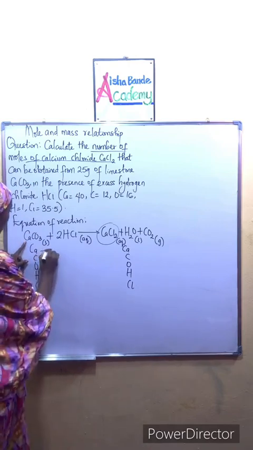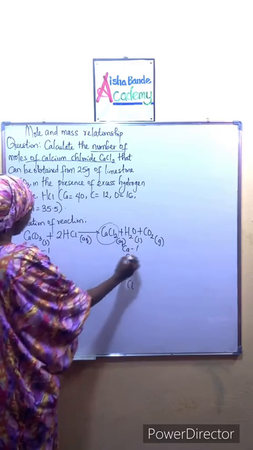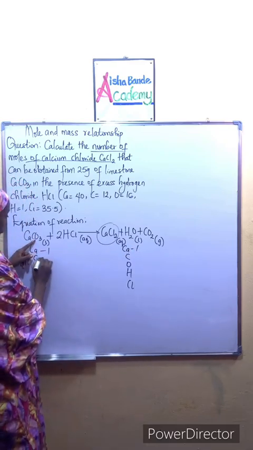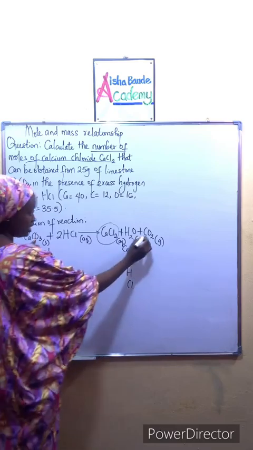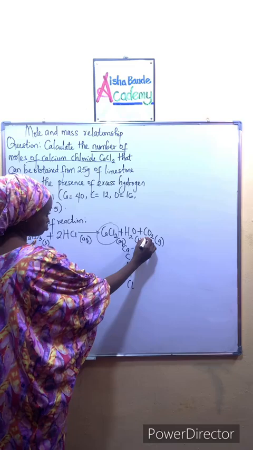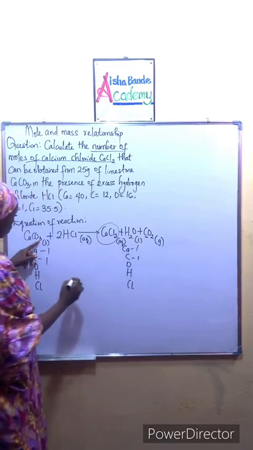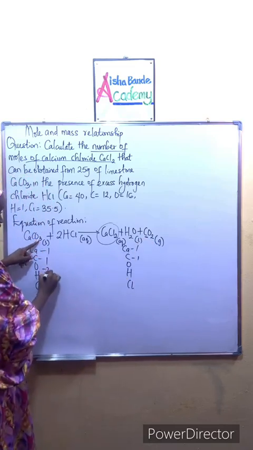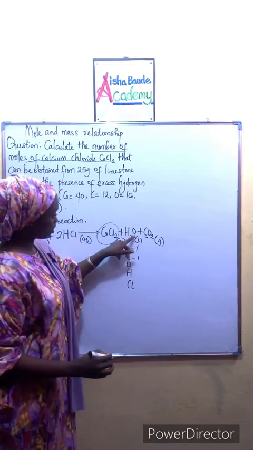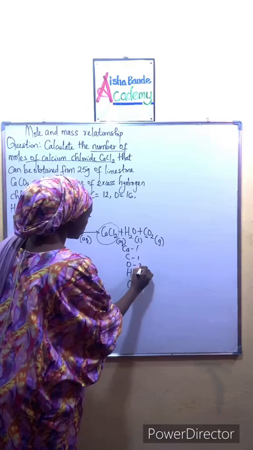So calcium here, we have it to be 1. Calcium here also is 1. We have our carbon here. Carbon is 1 here. Carbon also is 1 here. So oxygen here is 3. We have oxygen here to be 3. Oxygen here is 1 plus 2, which is 3. So oxygen here also is 3.